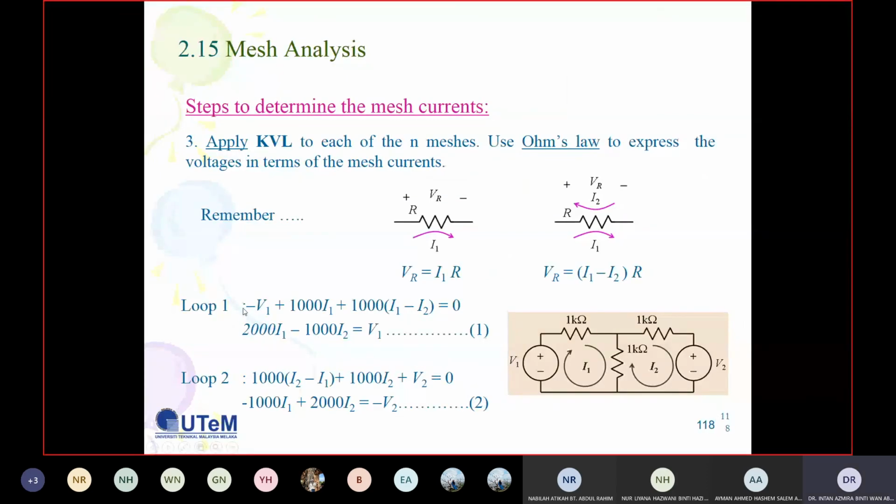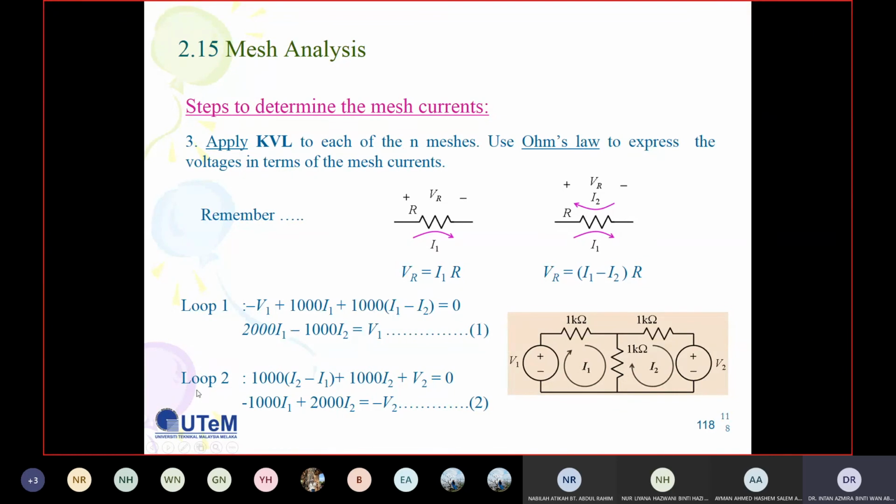Please note that when you write the KVL equation in loop 1, I1 must be positive. Okay. At the end, when you write the equation, this is the final equation for loop 1. I1 must be positive and other I's must be negative. So negative I2. If you have I3, then I3 will be negative also.